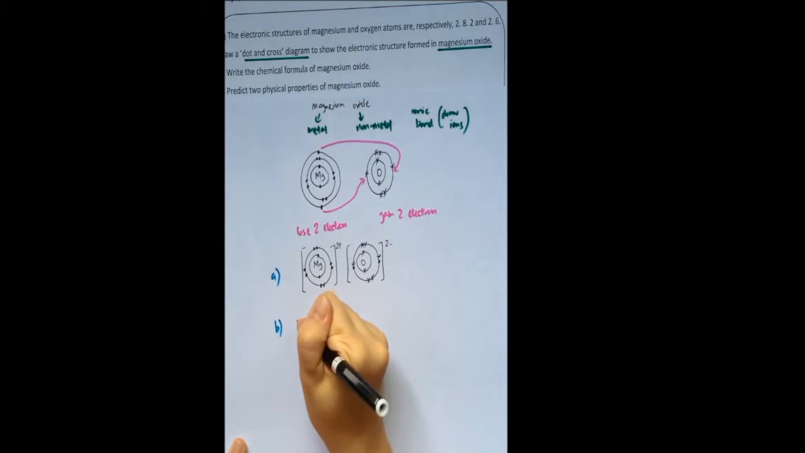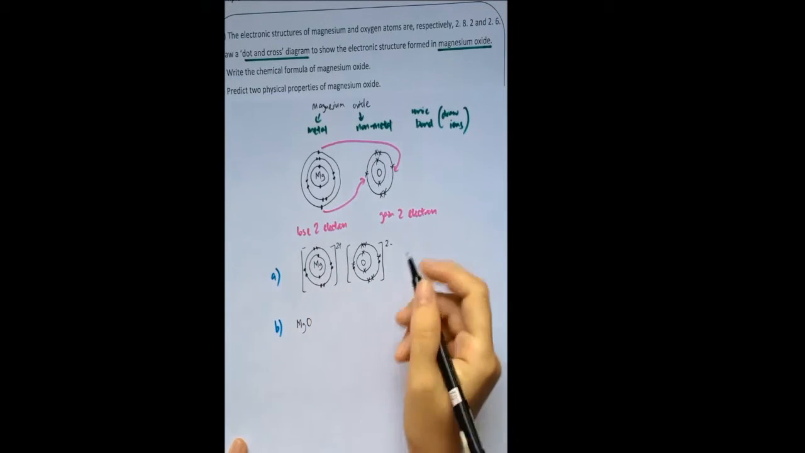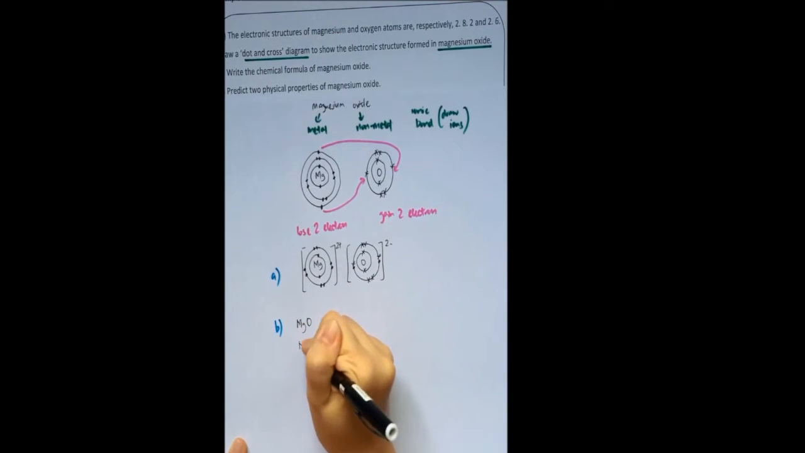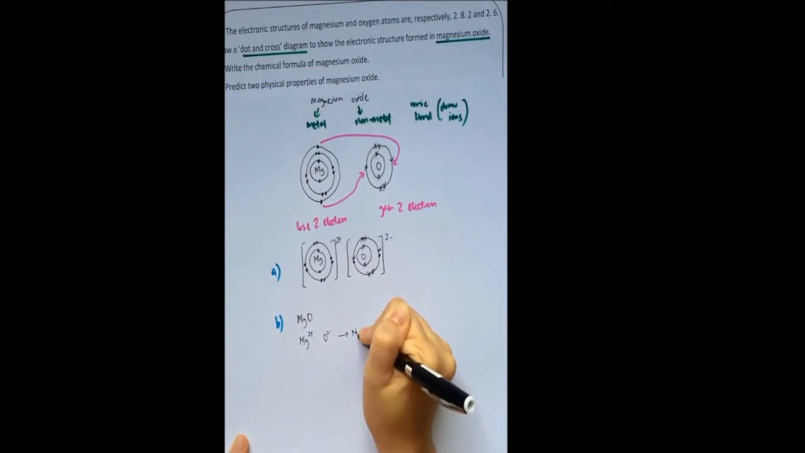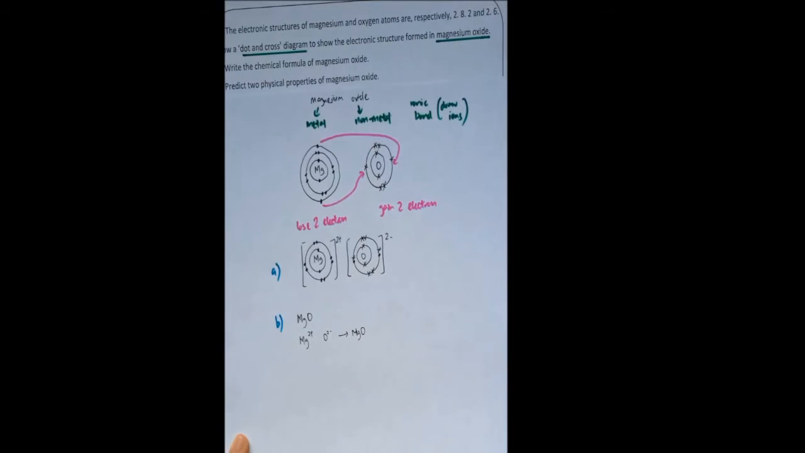For part B, they ask you for the chemical formula of magnesium oxide. Looking at the diagram, there is 1 magnesium and 1 oxygen, so you can write MgO. Or you can look at the charges. Charges are balanced, therefore we also get MgO. So either way to get the chemical formula is possible. Either you look at the diagram or you write down the charges and you make sure the charges are balanced.